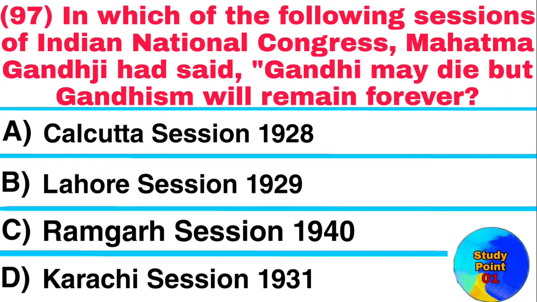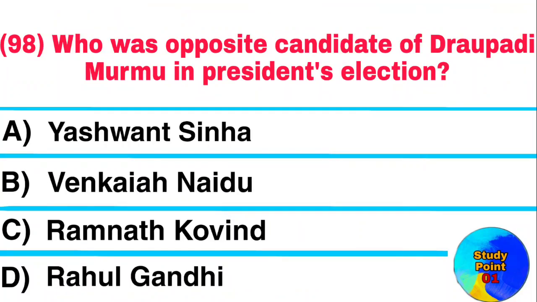Question. In which of the following sessions of Indian National Congress had Mahatma Gandhi said, Gandhi may die but Gandhism will remain forever? A. Calcutta session 1928. B. Lahore session 1929. C. Ramgarh session 1940. D. Karachi session 1931. Answer. Karachi session 1931. Question. Who was the opposite candidate of Draupadi Murmu in the president's election? A. Yashwant Sinha. B. Venkaiah Naidu. C. Ramnath Kovind. D. Rahul Gandhi. Answer. Yashwant Sinha.